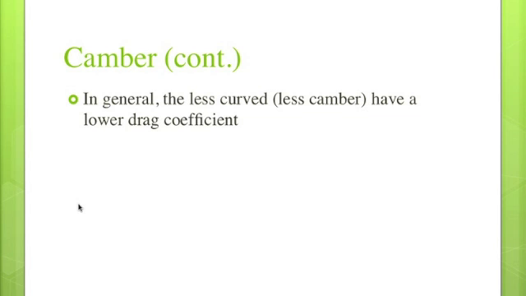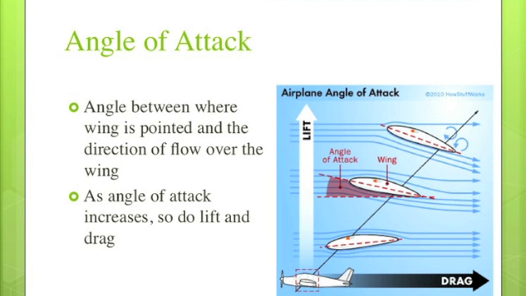The reason that camber is used is because wings with different amounts of camber have different properties, such as different coefficients of lift and drag. This changes the total amount of lift or drag a single airfoil can create. The difference between where the wing is pointed and the direction of the air flowing over the wing is defined as the angle of attack. Increasing the angle of attack results in an increase in lift and drag.